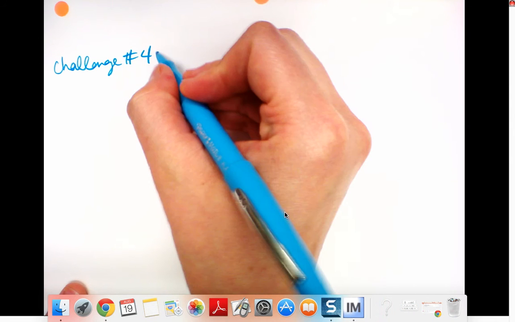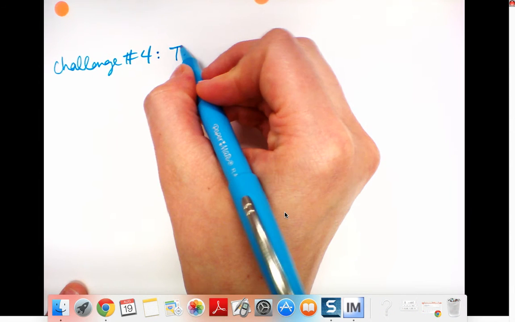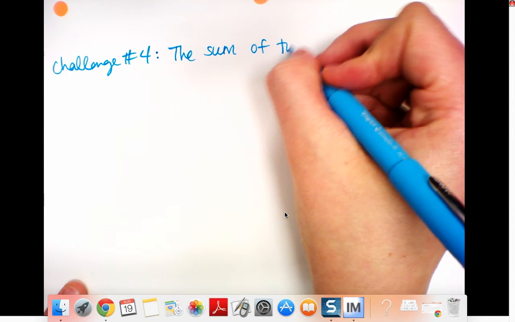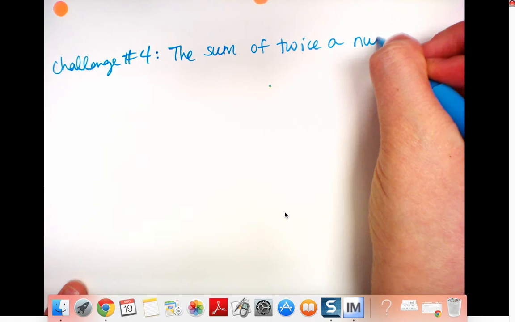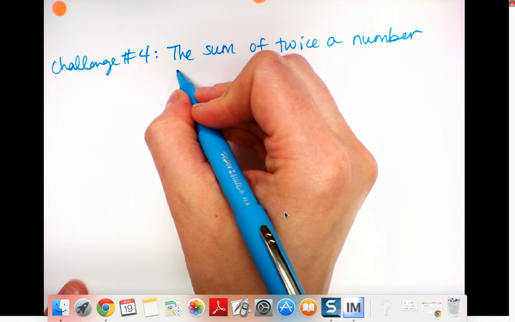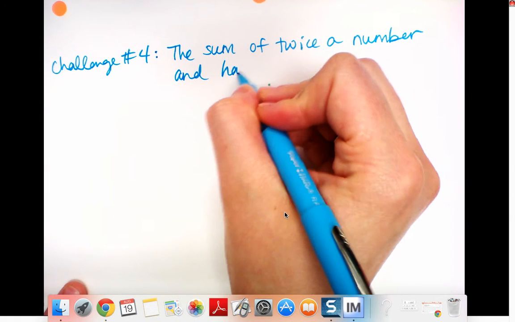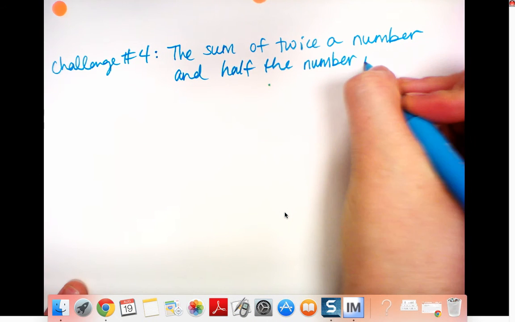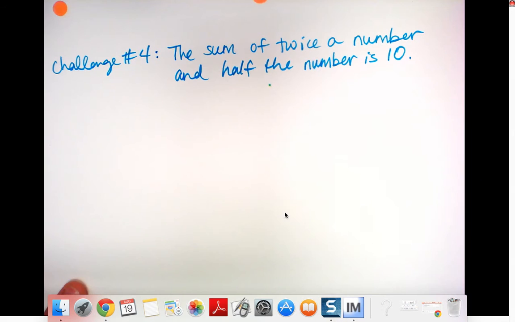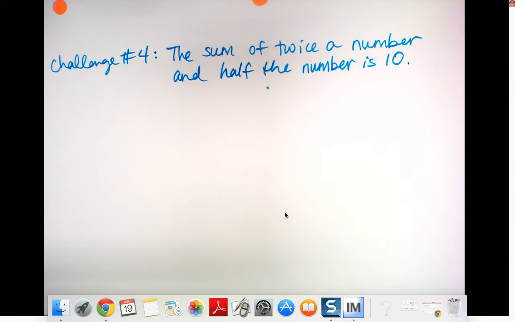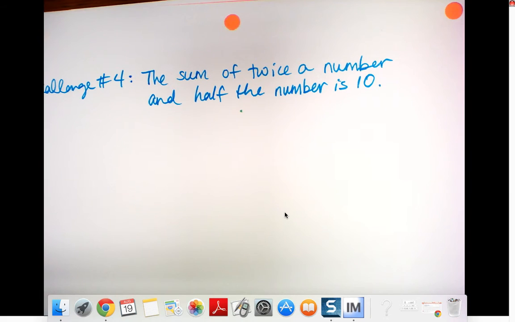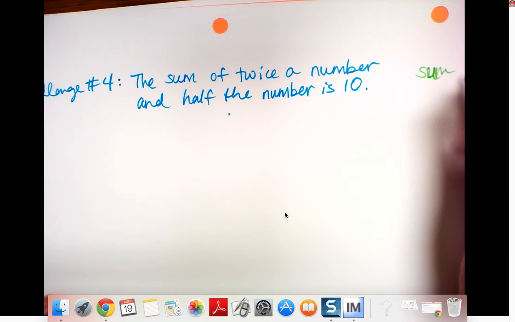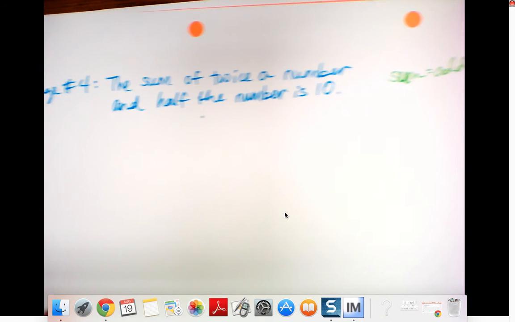So challenge 4 situation is the sum of twice a number and half the number is 10. So sum means to add. Sum means to add.